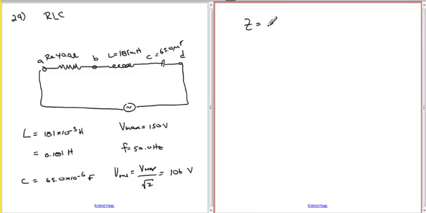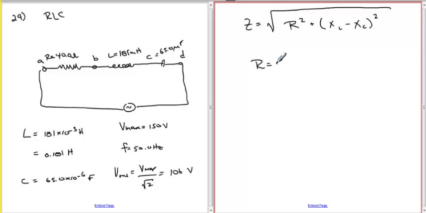Okay. Now, we're going to put all these together and find the impedance of everything. So the impedance, when you have a resistor, an inductor, and a capacitor, is found this way. Since the inductive and capacitive reactances are 180 degrees out of phase, you subtract one from the other, and that gives you one leg of a right triangle. The resistance gives you the other leg. Use the Pythagorean theorem to solve for the vector sum, basically. So we already know R, 40 ohms.